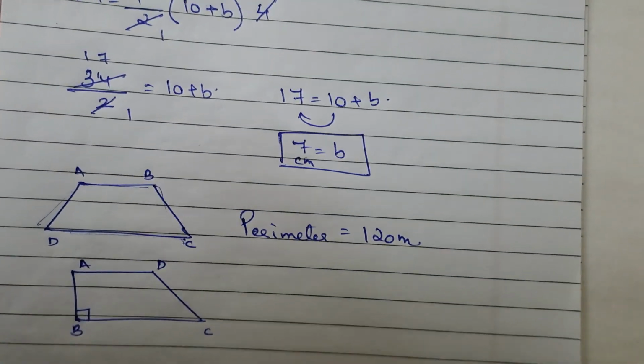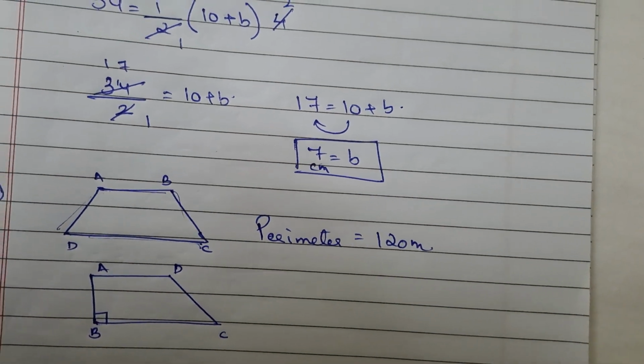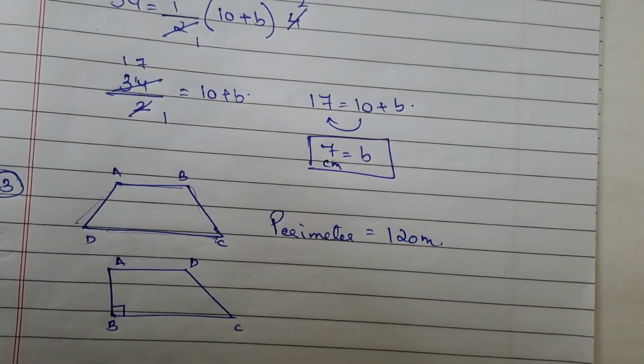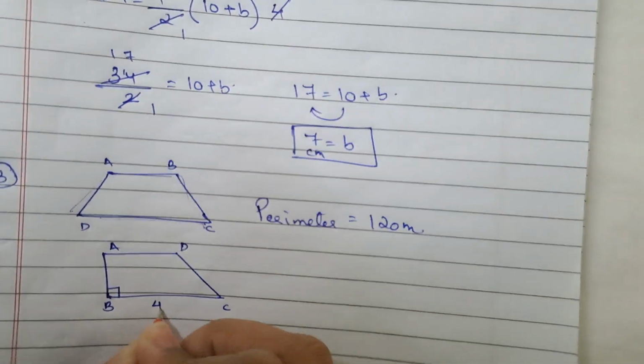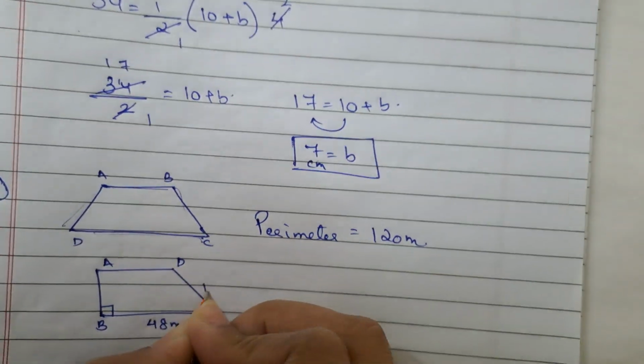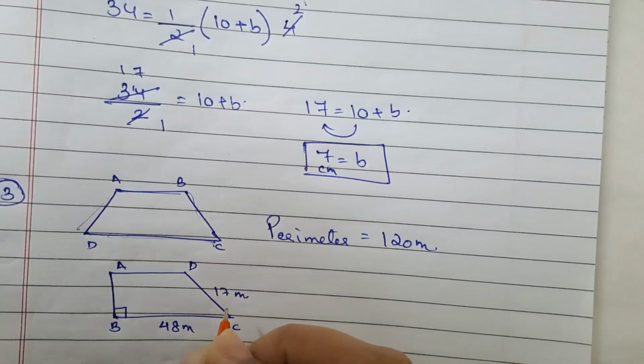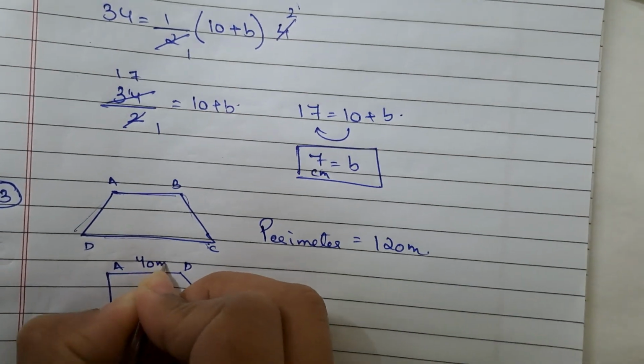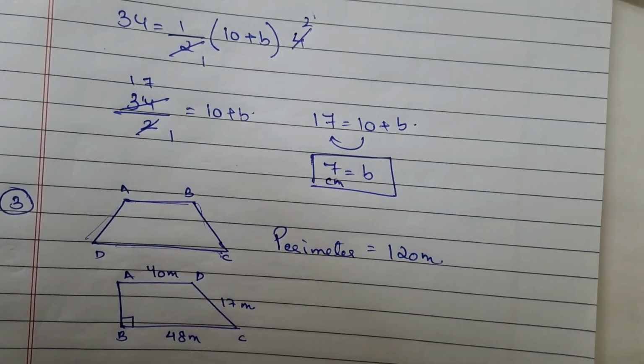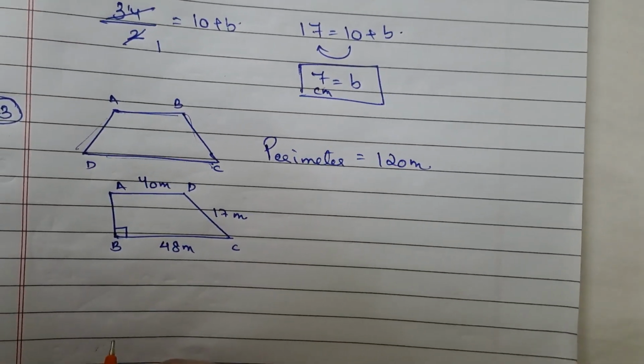If BC is equal to 48 meters and CD is equal to 17 meters, AD is given to me as 40 meters. Find the area of this field is being asked here. Oh my god, how am I going to find this?